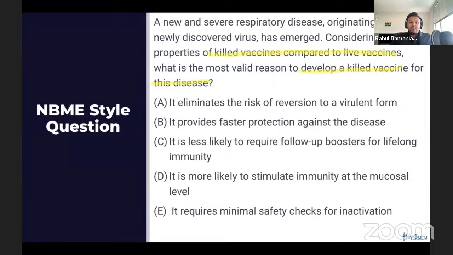Remember that live vaccines are going to have the risk of reactivation. So remember, when you have a killed vaccine, it eliminates the risk of reversion to a virulent form. Recall that we don't give live vaccines in patients who are going to be immunocompromised, as well as even in pregnancy.